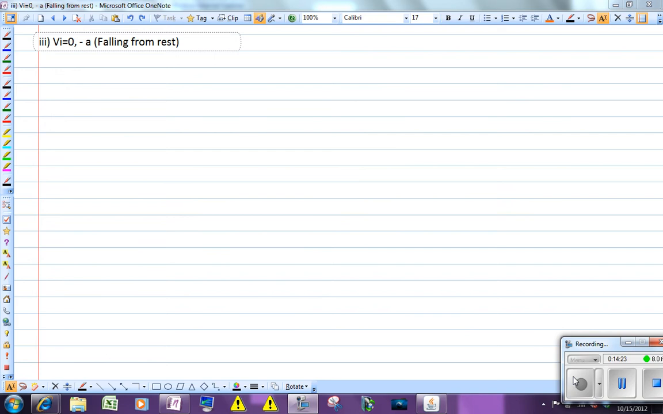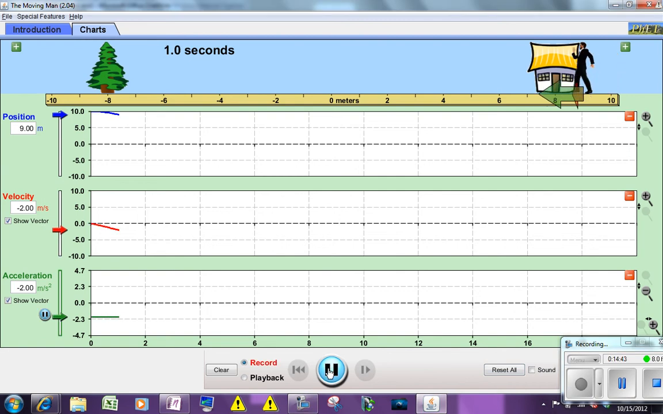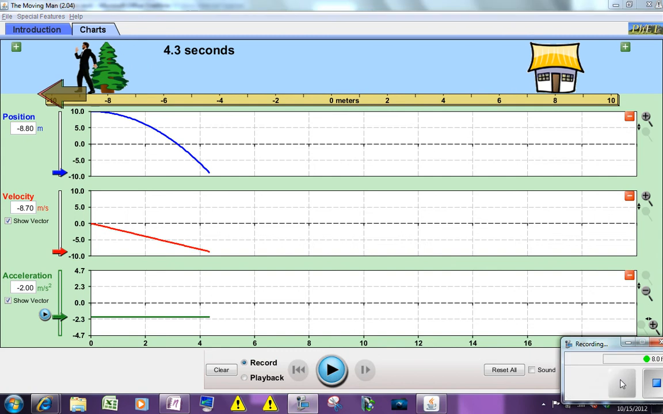So what happens when you have an object fall from rest? Say it's at 10 meters and it falls and has some negative acceleration. We'll stick with -2 meters per second squared. What's that going to look like? Well, you can look at this and tell that it has a negative acceleration, a negative change in velocity. If you look at the acceleration time graph, you can see you have a constant acceleration of negative 2 meters per second squared. That's a horizontal line.